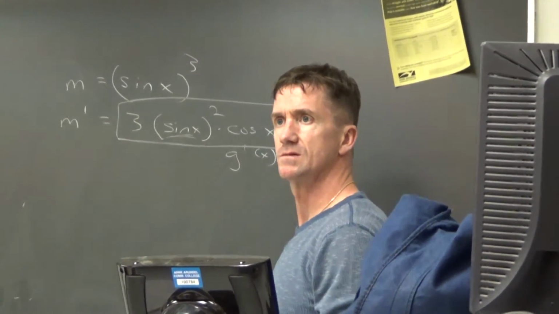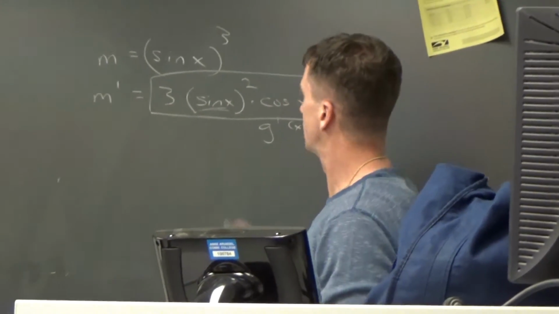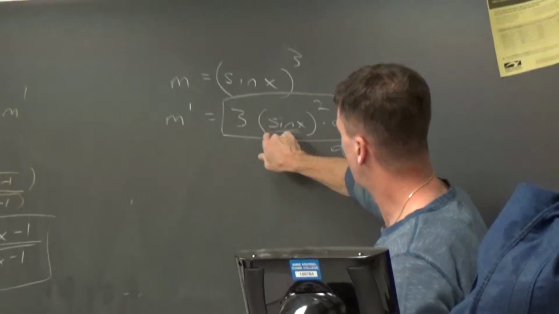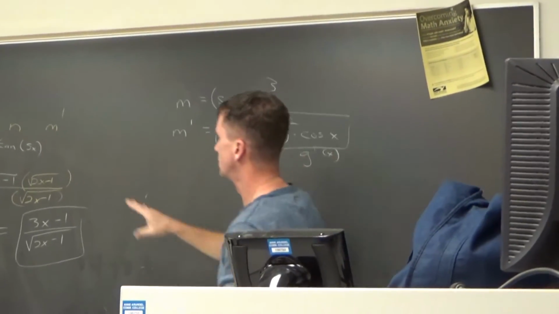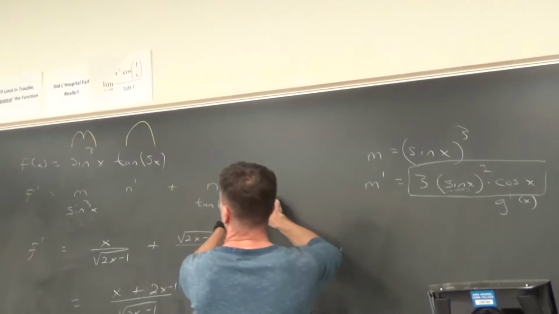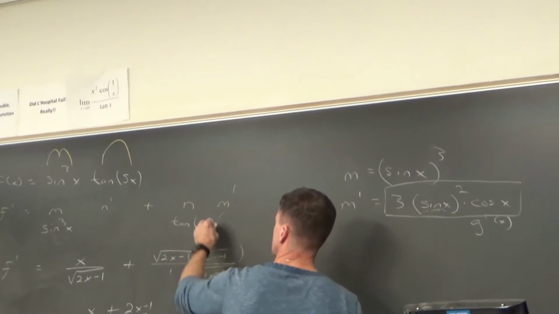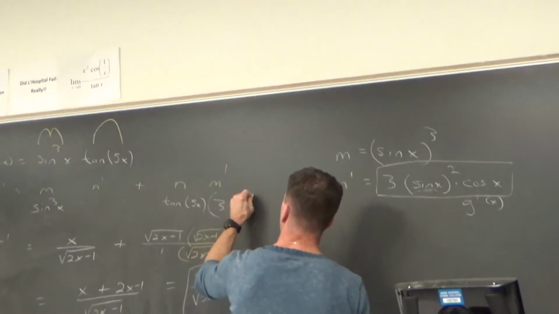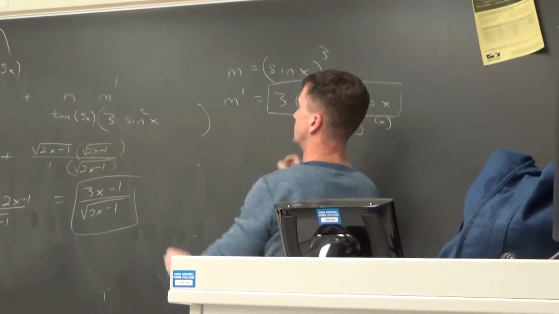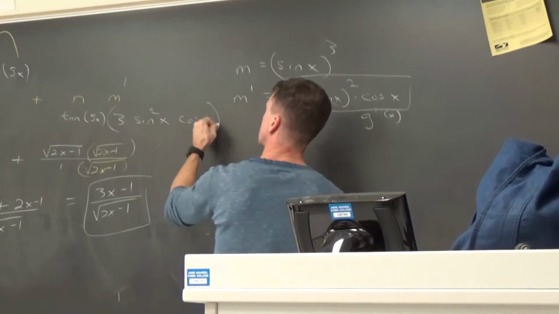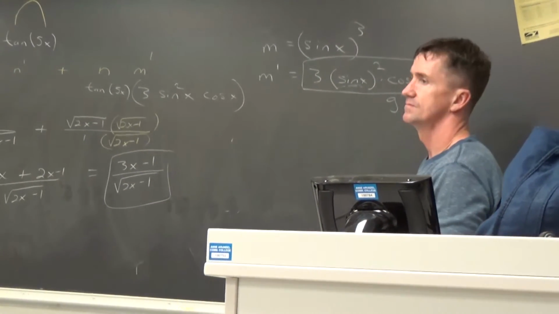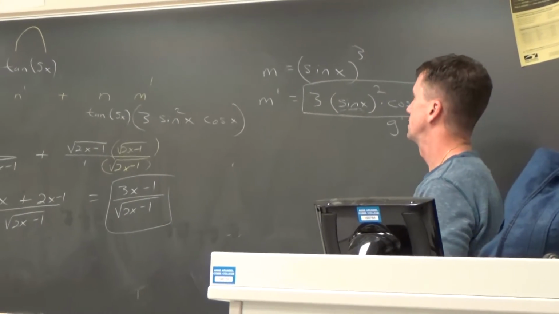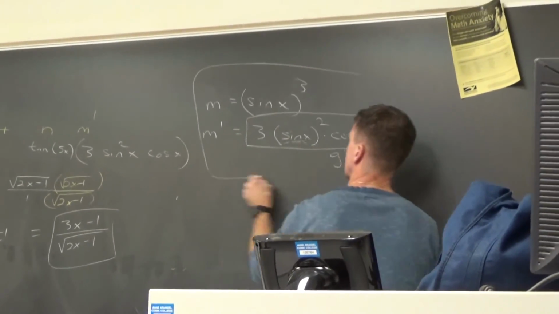Is that okay with that? That's chain rule. 3 sine x to the second, multiply by the derivative of sine x, which is cosine x. So that all goes on m prime over here. All right, so I'll put a big parentheses and just go 3 sine squared x, cosine x. Okay, we took care of all that.